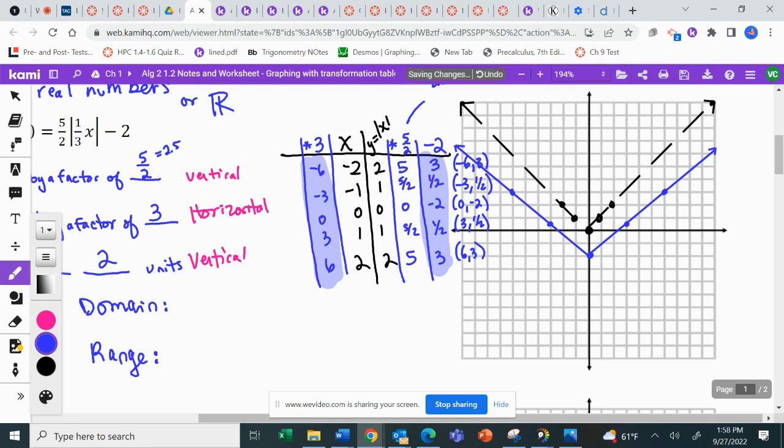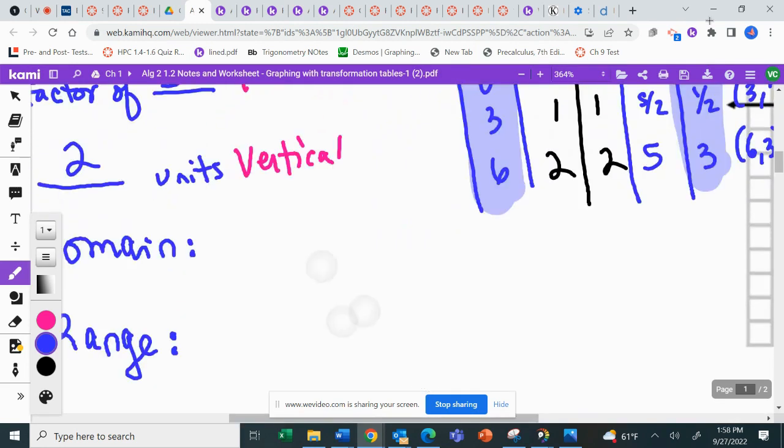Then finally, we're going to fill out the domain and range. The domain is all the x values. So if I have an arrow pointing to the left and an arrow pointing to the right, then it goes all the way to the left, all the way to the right. How do I write that? All real numbers, or the fancy R. If you have been in this class, you should know that answer already.